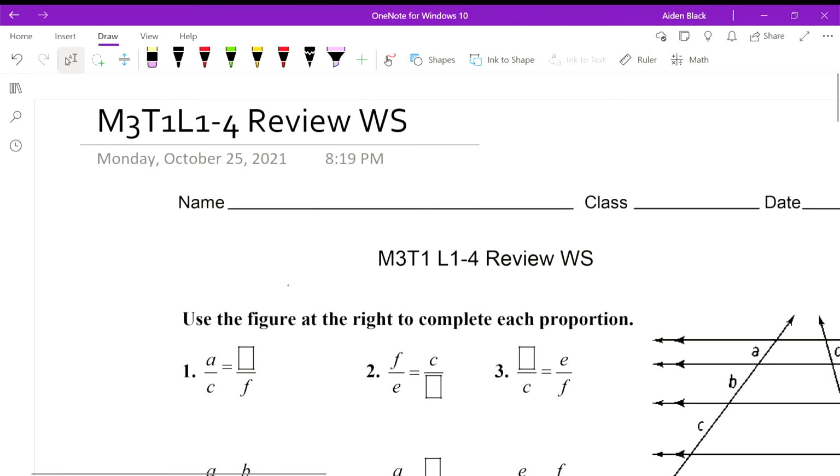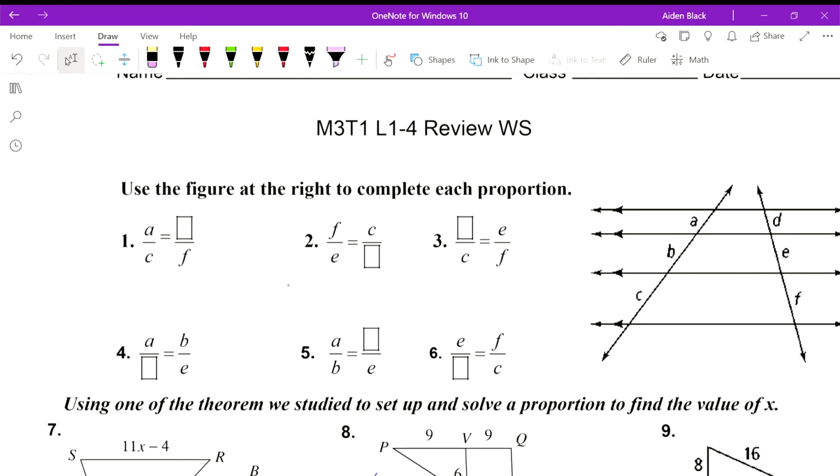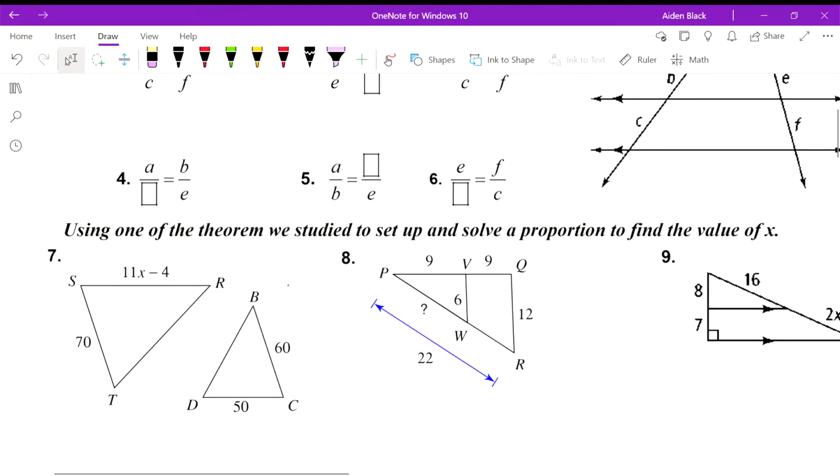Alright, let's do a couple questions from the review worksheet. This one is due Wednesday. It's due Wednesday. Okay.